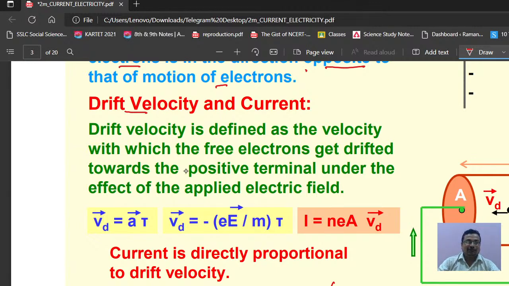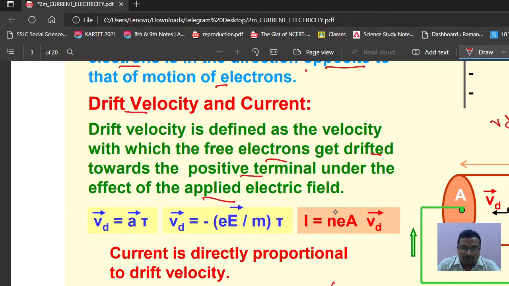The velocity with which the free electron gets moved towards the positive terminal by the action of an electric field is called drift velocity. That is represented by Vd. That is equal to a into T, where a is acceleration and T is relaxation time. That is equal to nAeVd.